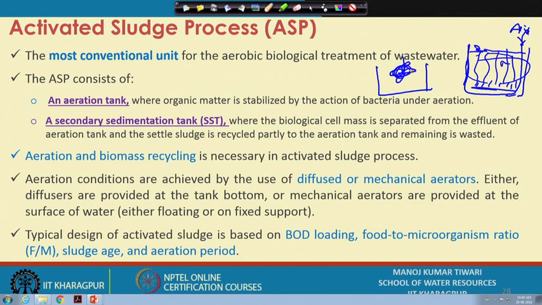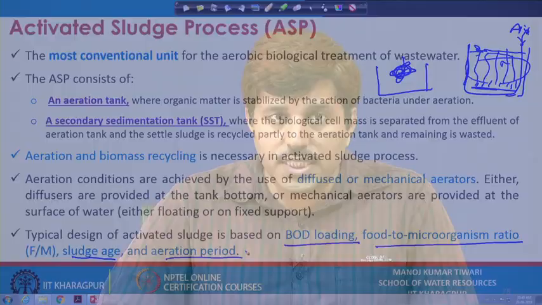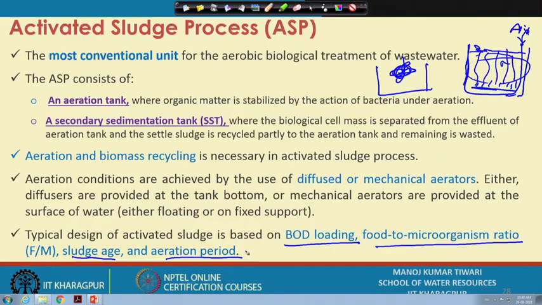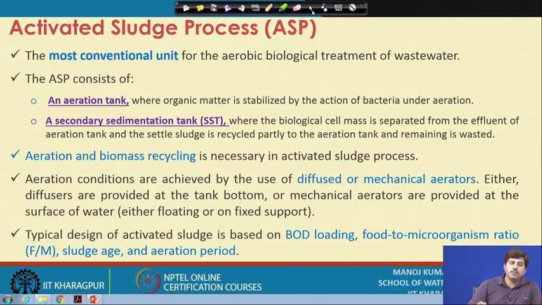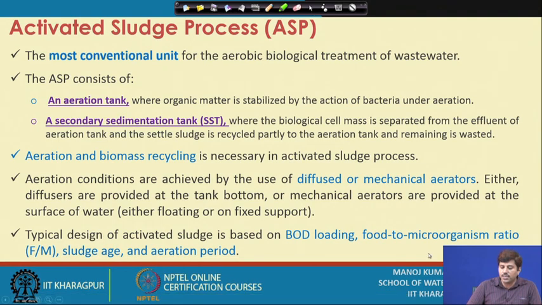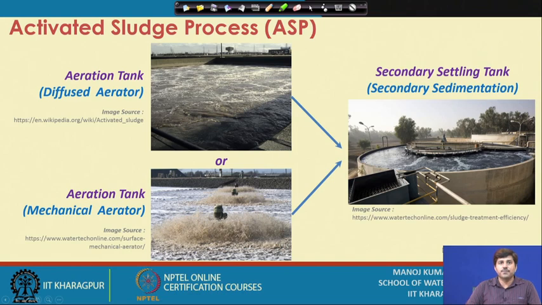Now the typical design of activated sludge processes is based on the BOD loading, food to microorganism ratio, sludge age, and the aeration period. So for how long we need to aerate, for how long we need to retain sludge in the system, what the appropriate food to microorganism ratio has to be, which as we discussed is an important parameter, and what the organic loading or BOD loading in the system has to be. All these things are considered while designing activated sludge systems.